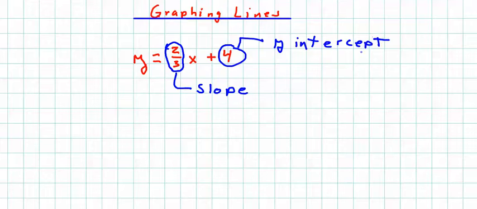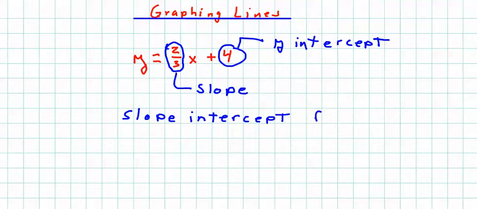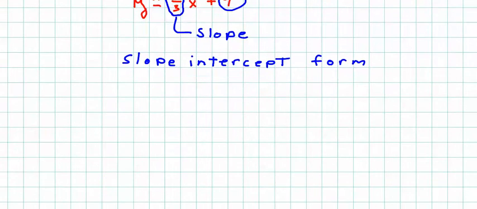That's why I told you that I would like you to always solve your equation for y and put it in this form. The term with the x first, the constant term second. This is called slope-intercept form. And it allows us to very easily and very quickly graph a line.